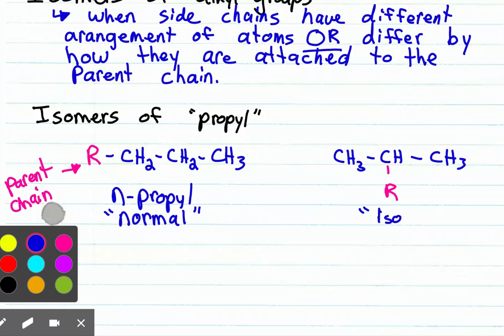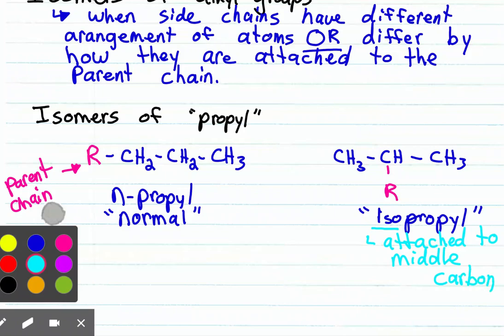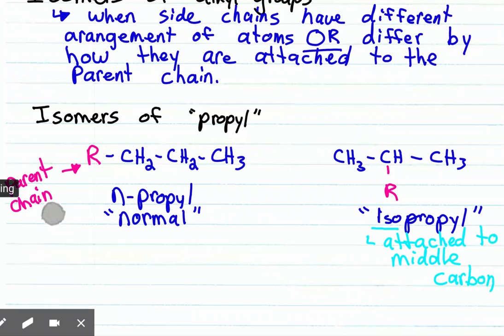Isopropyl. So if you see a propyl group attached to the parent chain via the middle carbon, you use iso to denote that it's attached to the middle carbon. And the reason we have to do this, we have to distinguish how it's bonded, is because they're going to have slightly different properties. Something with a propyl group is going to have slightly different properties than something with an isopropyl group. Okay.